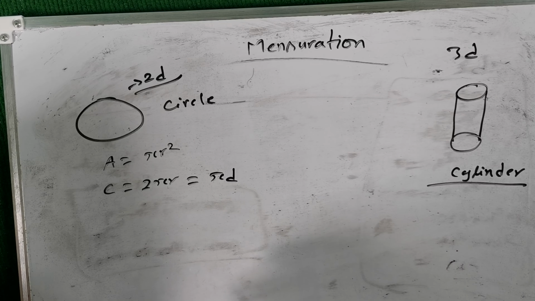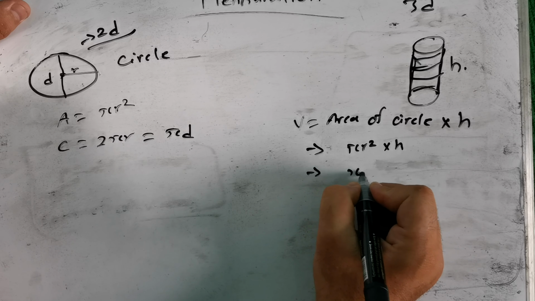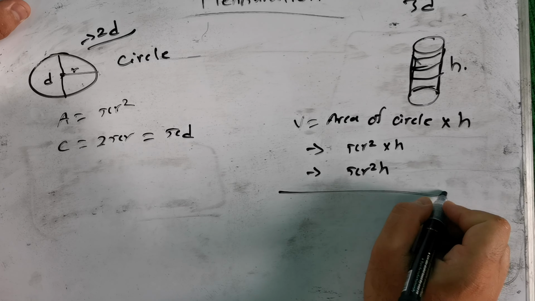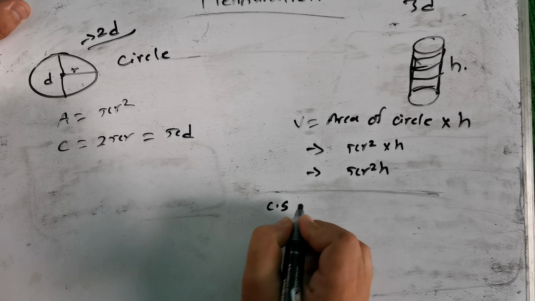Now let's talk about the 3D version of circle. Here the volume of cylinder is area of circle into height, that means pi r square into height, that means pi r square h. Am I right? Yes.